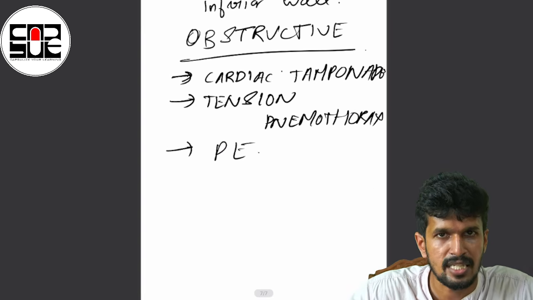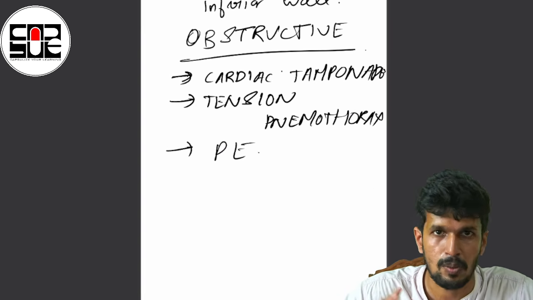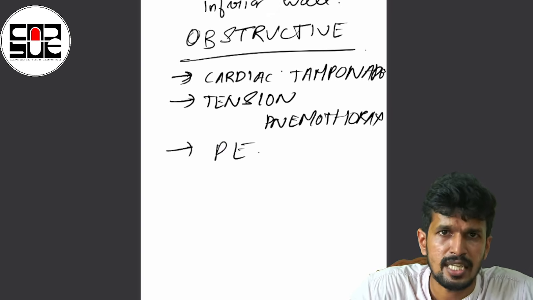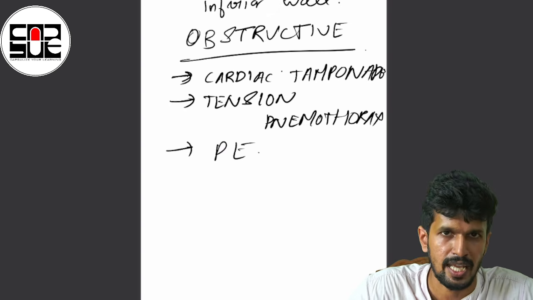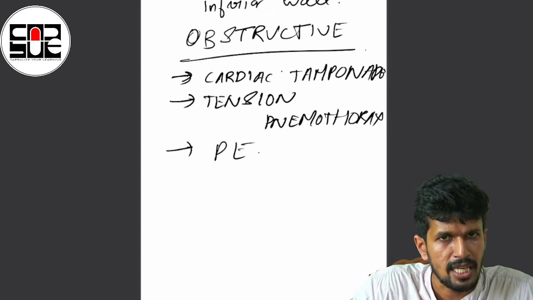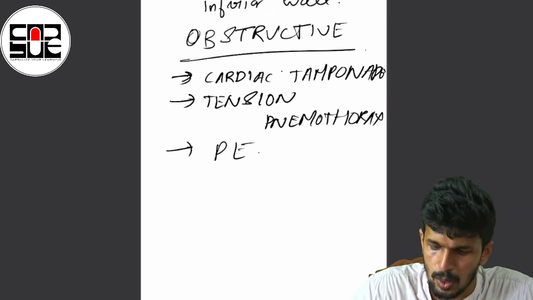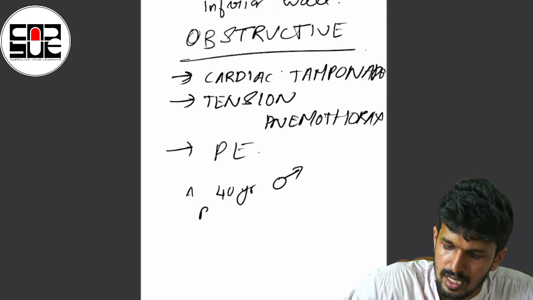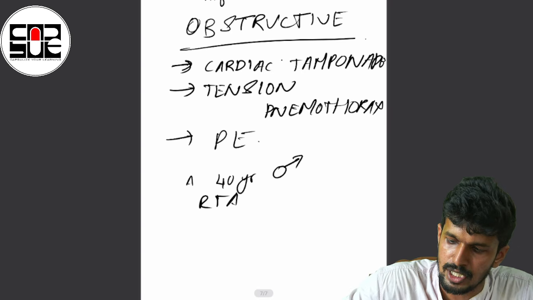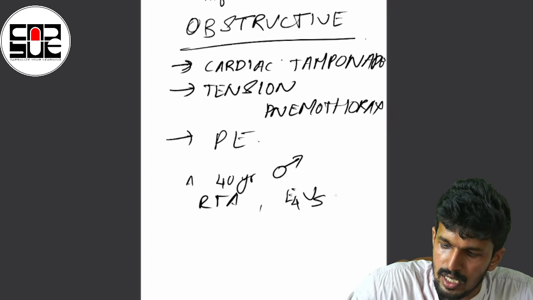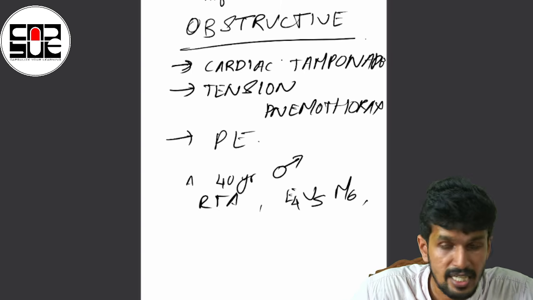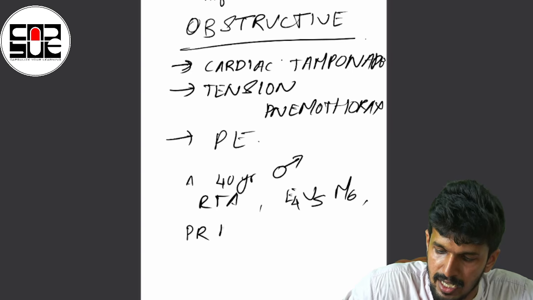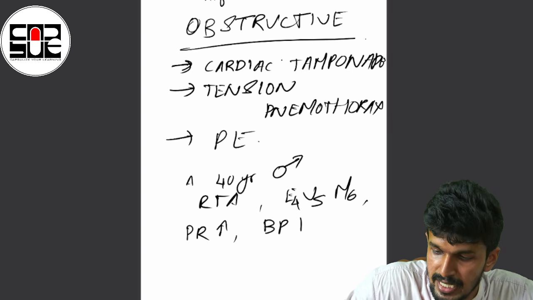I'll just give a clinical scenario for you to understand that this is a case of obstructive shock. There is a 40-year-old male patient who sustained a high velocity injury following a road traffic accident. The patient presents to the casualty. On clinical examination, you notice that his GCS is full. He is having distress. His hemodynamics are not stable. You notice that he is having tachycardia, the pulse rate is elevated, and his BP is low.